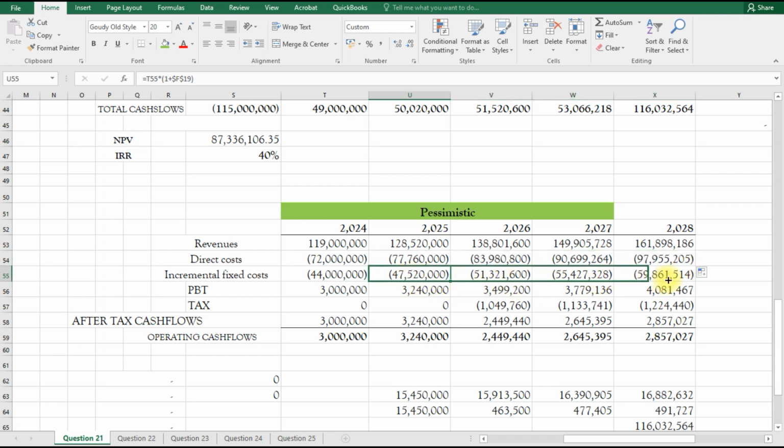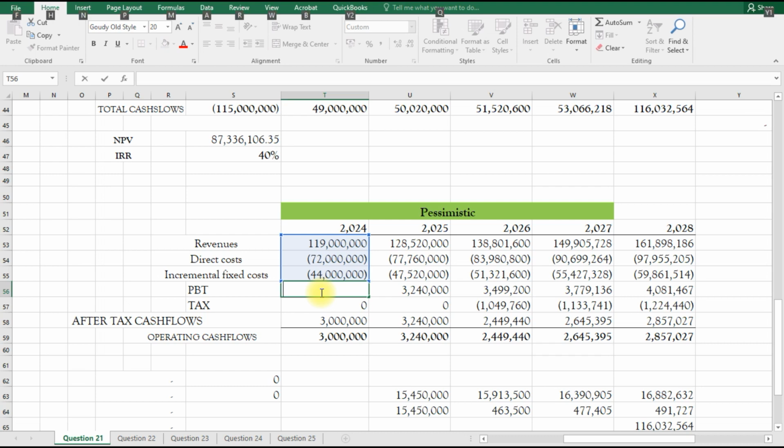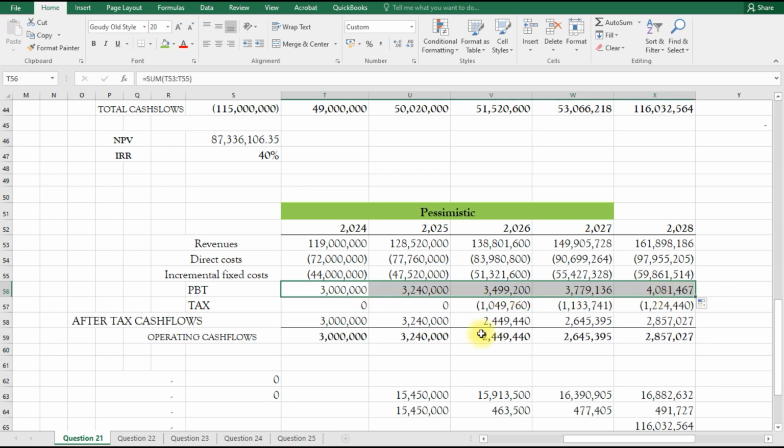Even this one is now okay. Yeah, that value is now okay. It has now captured the new inflation rate of 8%. So the profit before tax: Alt equals, the sum of the three, and it is giving us 3000. Now I'll autofill, and that one is okay.